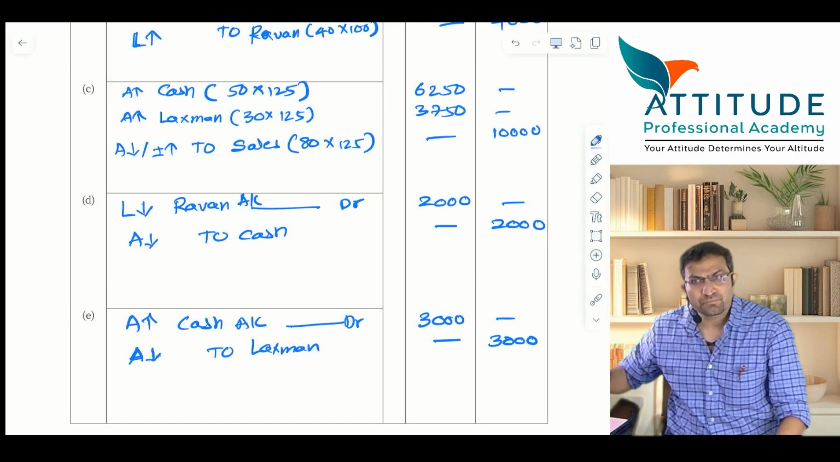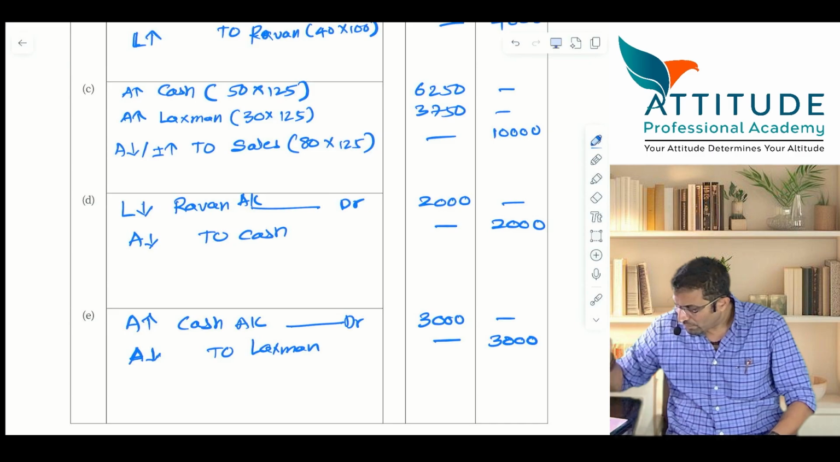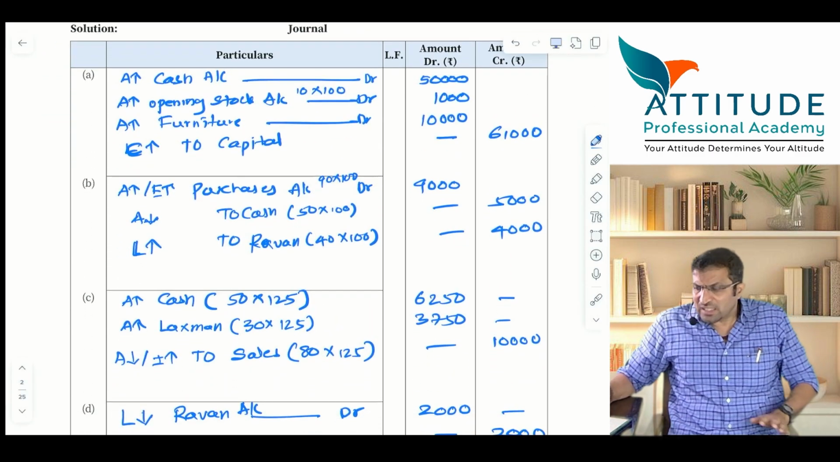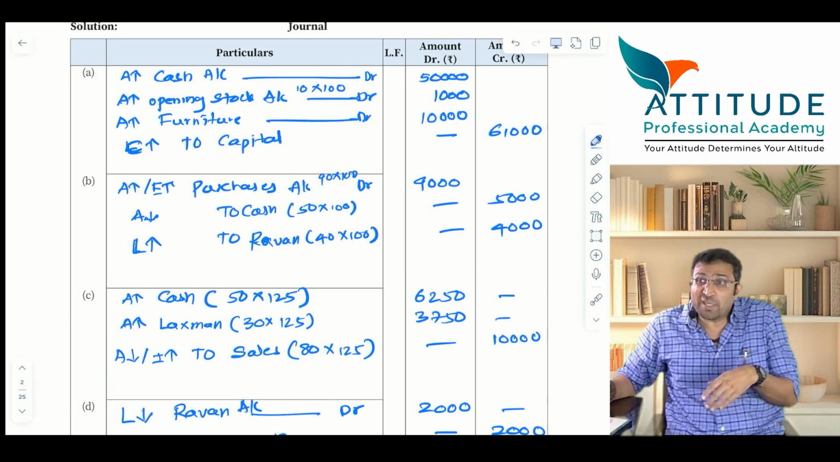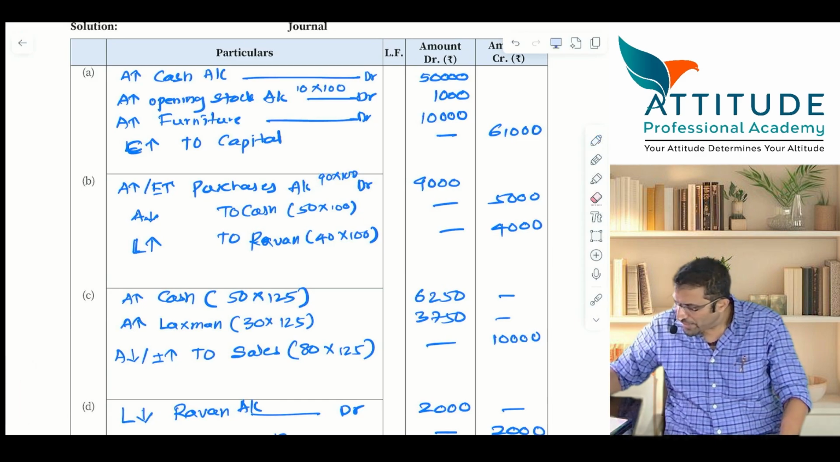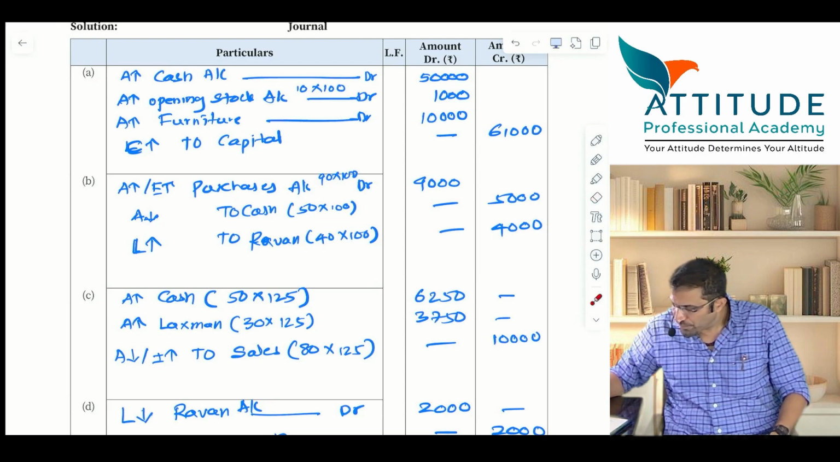Is that clear? Okay, now come down here. Sir, after passing the journal entries, I know how to pass the journal entries, but how many accounts should I prepare? That is the question. Correct? Now, how many accounts should you prepare? I'll tell you. Look at this.